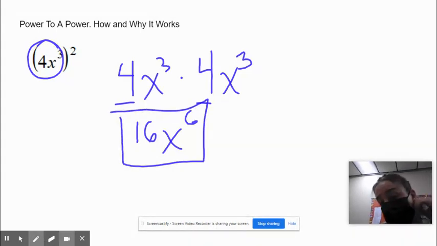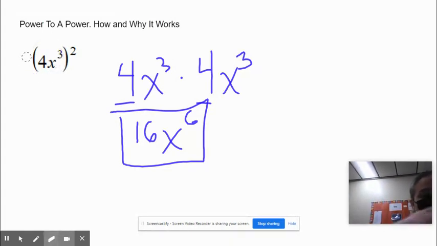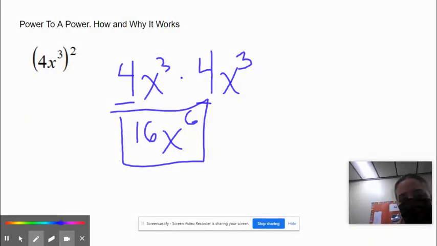So there has to be a shortcut, right? Because if we raised it to the second power, writing it twice wasn't so bad, but what if you're raising it to the 987th power? So the quick trick really is, you're basically distributing the 2 into the parentheses, right?